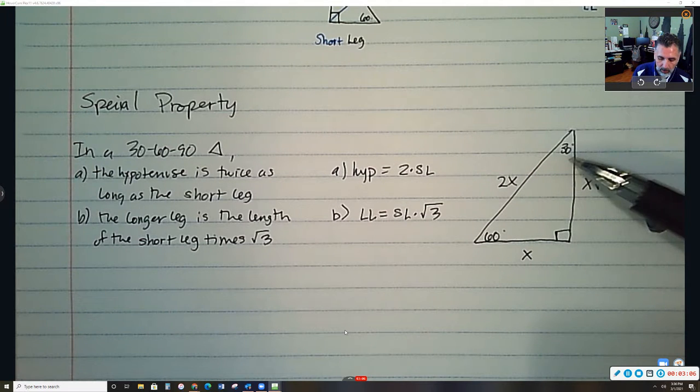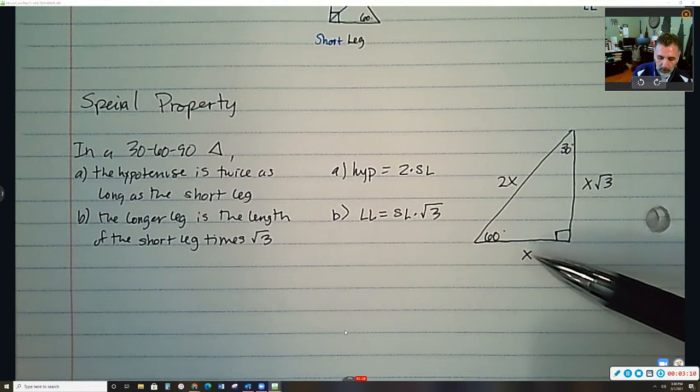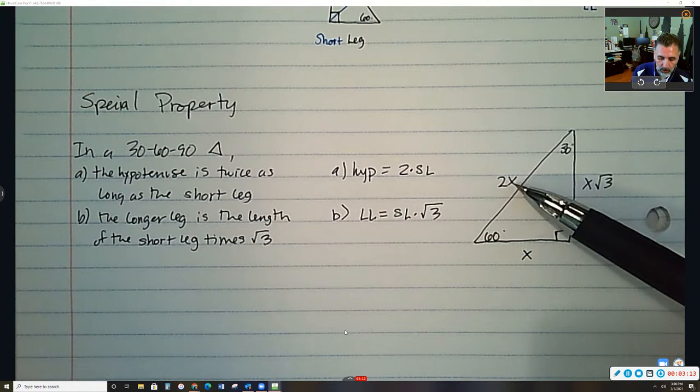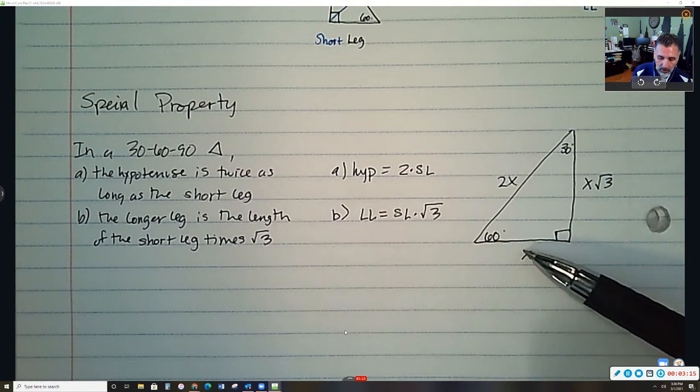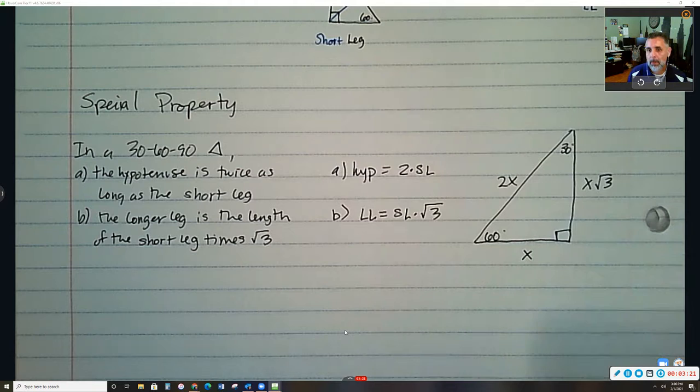So if you look here, the 30-degree angle, if you go across from it, this is the short leg. So the hypotenuse is 2 times the short leg, that's what we said here. And then this is the longer leg. The longer leg is the short leg times the square root of 3. Okay, so pause this if you need to. I'm going to flip it over and do some examples.